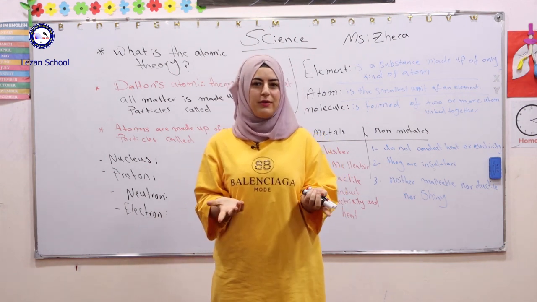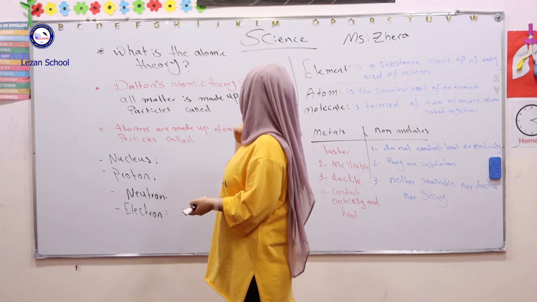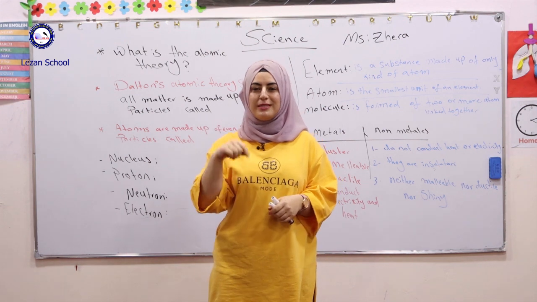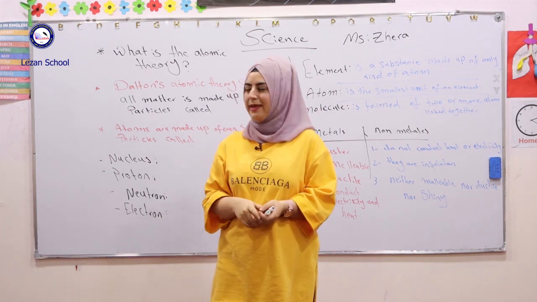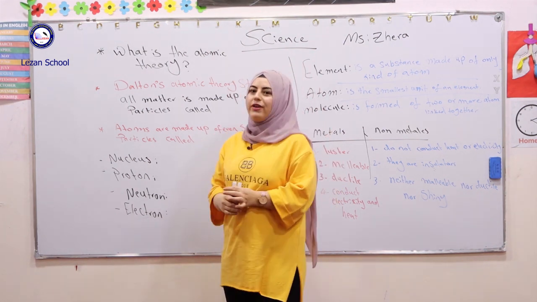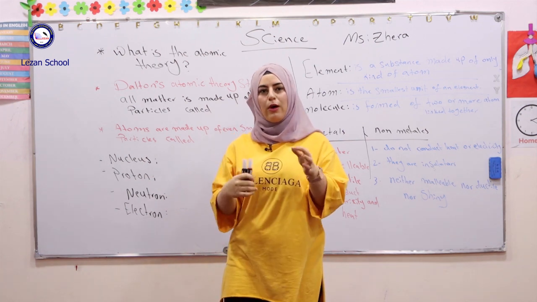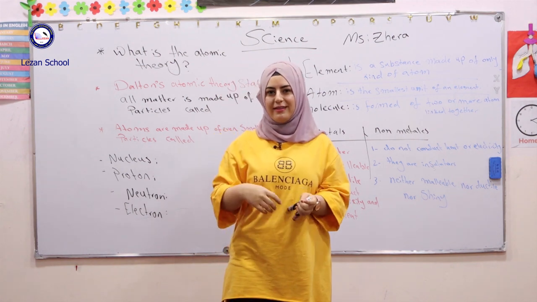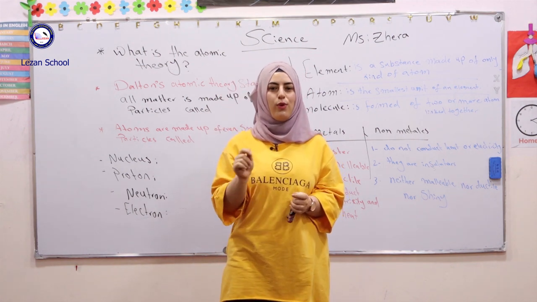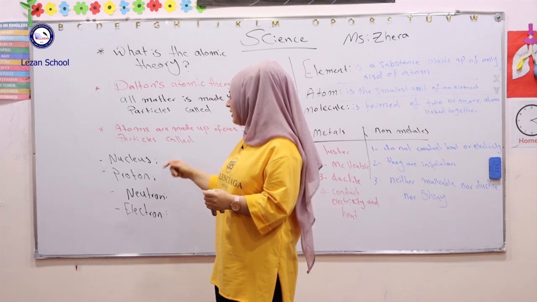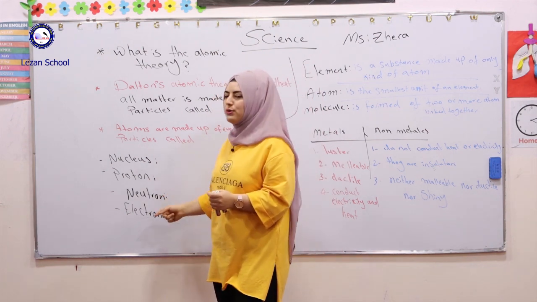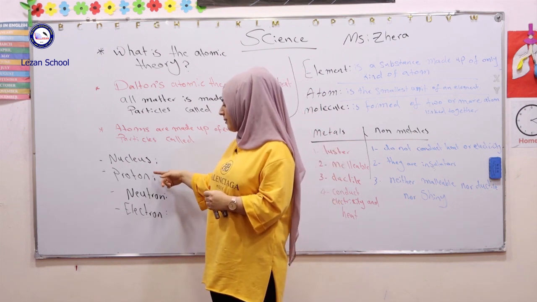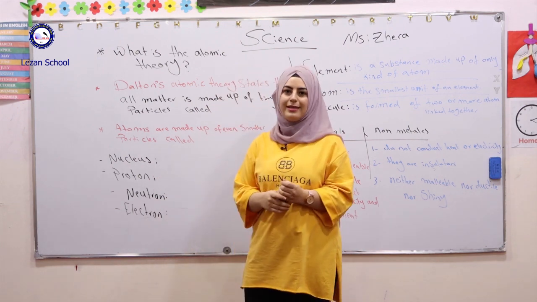But what is the atomic theory in general? Dalton's atomic theory stated that all matter is made up of atoms. So the smallest particle around us is the atom. Atoms are made up of even smaller particles. It means all matter is made up of the smallest particle, called the atom. But the particles smaller than the atom are called subatomic particles. We will start here with the nucleus, proton, neutron and electron. We have to know what each one means and what is important about the subatomic particles inside the atom.